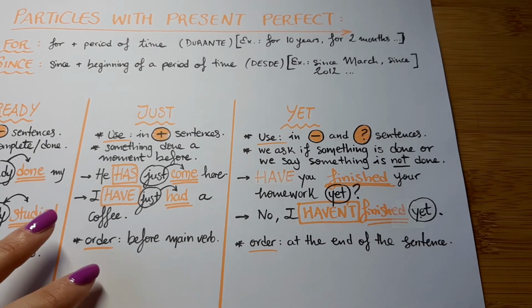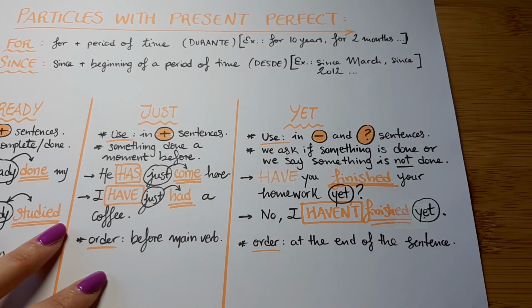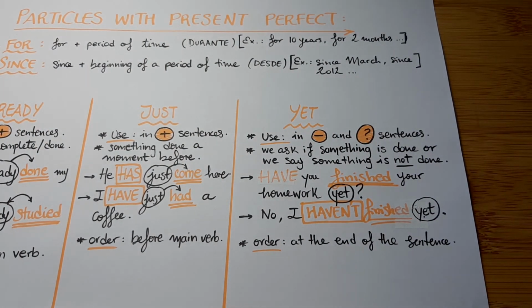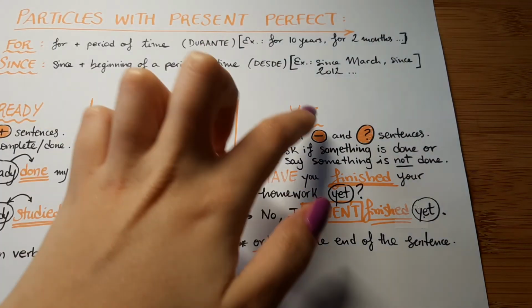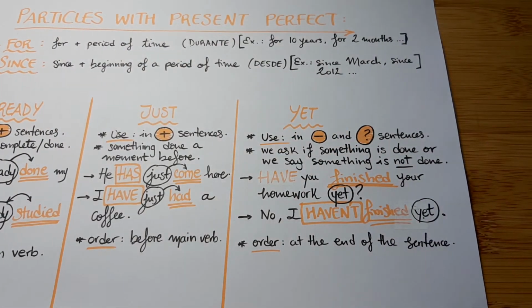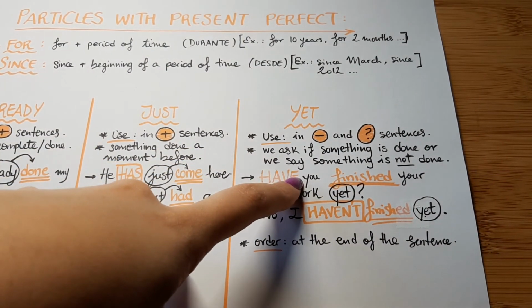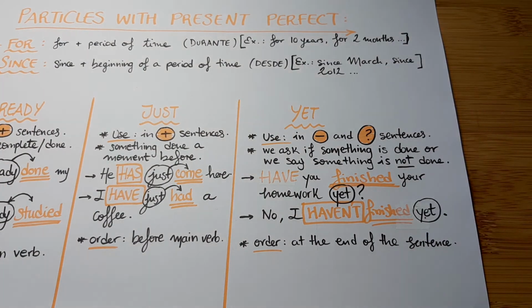Then, let's go to the third case, which is the most different one, yet. Yet is used only in negative and interrogative sentences. We would never use it in an affirmative sentence. The translation into Spanish depends on whether it appears in a negative or in an interrogative form. We ask if something is done, or we say that something is not done.